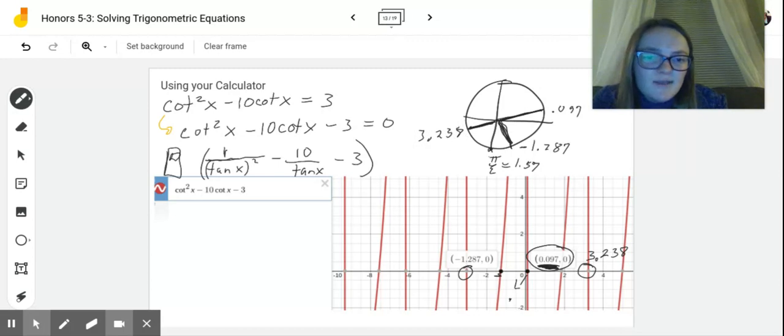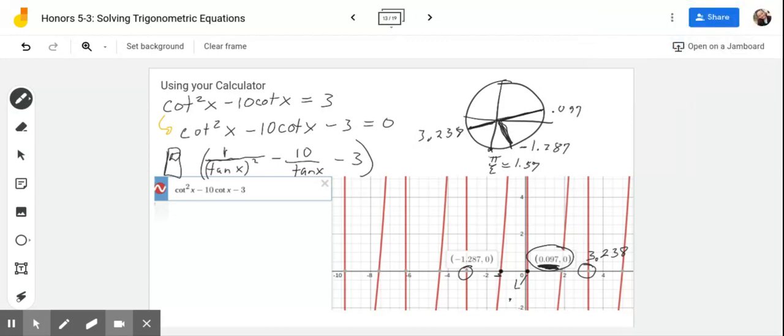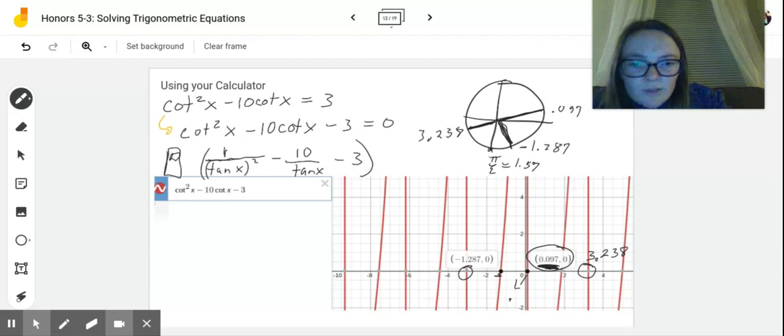Which means there is another angle here at 3.238. And then I think I forgot to write down one more. Let me see if I can grab it. The other angle I forgot to write down was negative 3.045. I think that's that point, negative 3.045. If I think about negative 3.045, that is slightly less than pi.